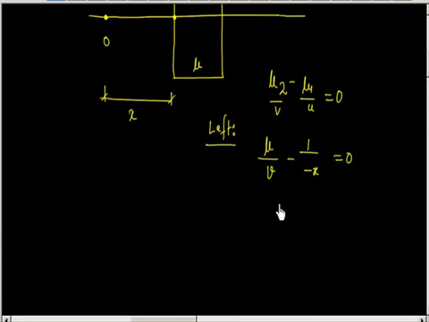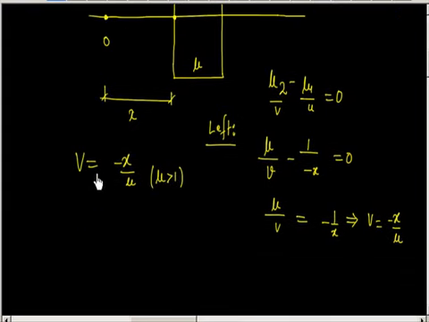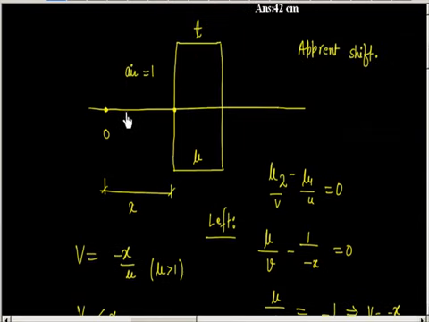If I solve this one, I will have mu by v is equal to minus 1 by x. So this implies v is equal to minus x by mu. Since mu is generally greater than 1, v is less than x. Are you getting or not? So my image is formed somewhere here. This distance is measured from the pole. My image is formed due to the first surface, the left surface. Let us call this my image I1. Are you getting or not?